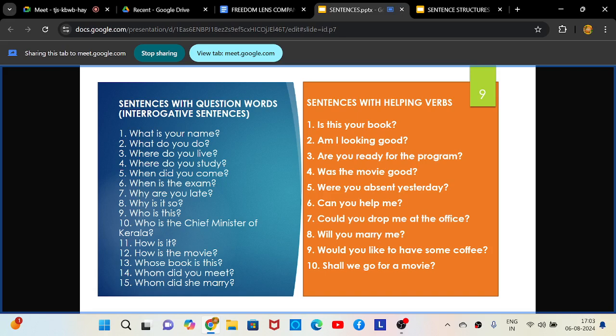Next is, was the movie good? Imagine that you went for a movie and the next day your friend is asking, hi Monisha, how was the movie? Was the movie good? That is what we call here. Was the movie good? Was.